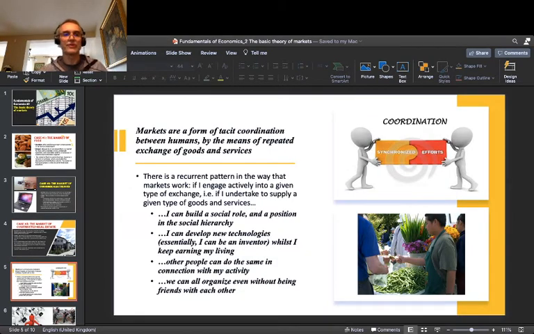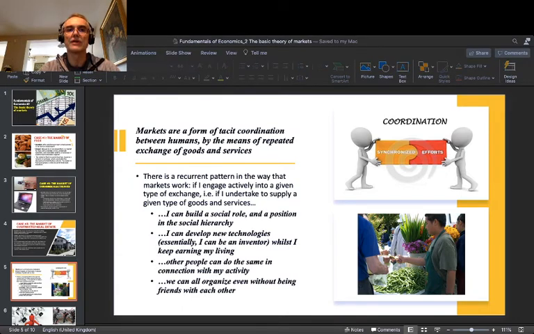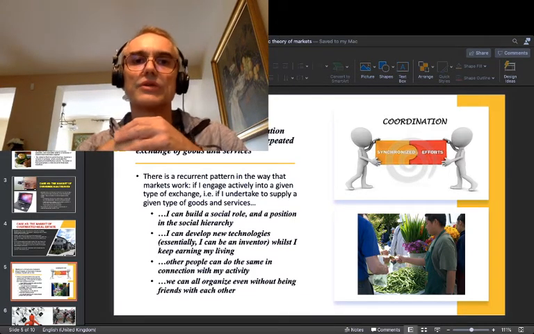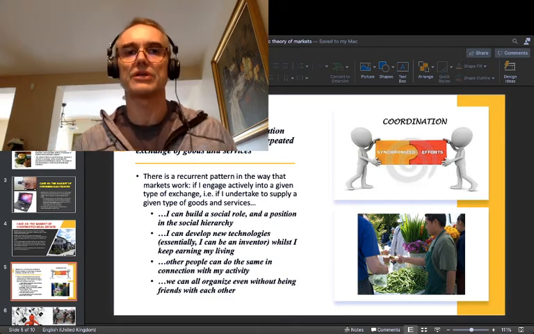Now a little bit of bottom line commentary after those three cases. First of all, markets are a form of tacit coordination between humans by means of repeated exchange of goods and services. Now a little stop and a little digression on the concept of tacit coordination. What does it mean, tacit coordination?